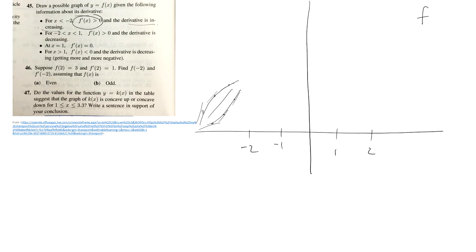Okay, so up to -2, it's doing something like this. Now, I might end up changing it based on what else happens, but this satisfies the first bullet point. For -2 to 1, f prime is positive, so f is still increasing. This right here is increasing.